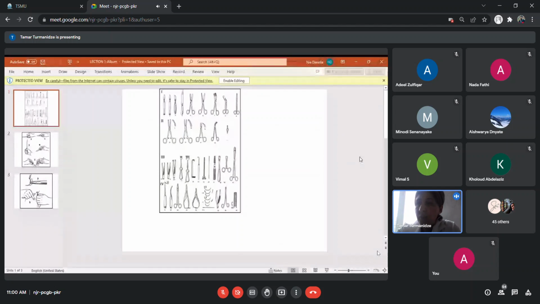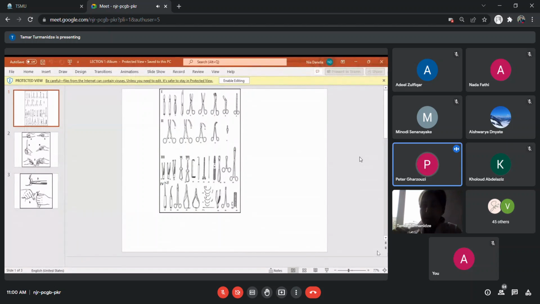For example, an instrument of special function is this instrument. Do you see what I show you now? Yes. So the tracheostomial tube. The tracheostomial tube is an instrument of special function. Why is it an instrument of special function? Because it is used only during tracheostomy operation. In other operations, it can't be used. So this is an instrument of special function.